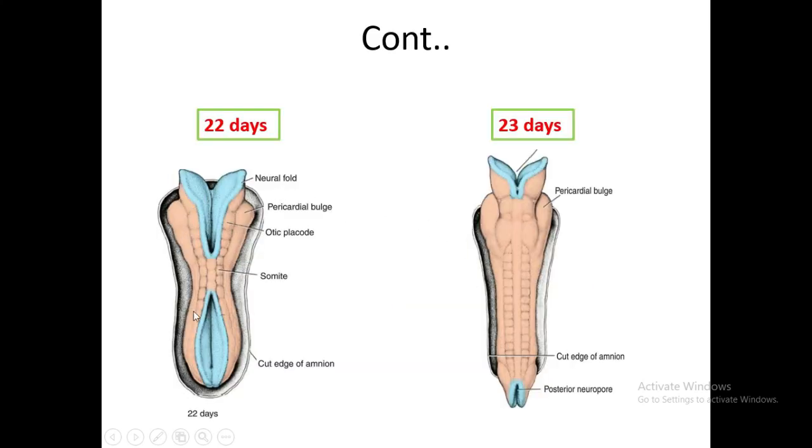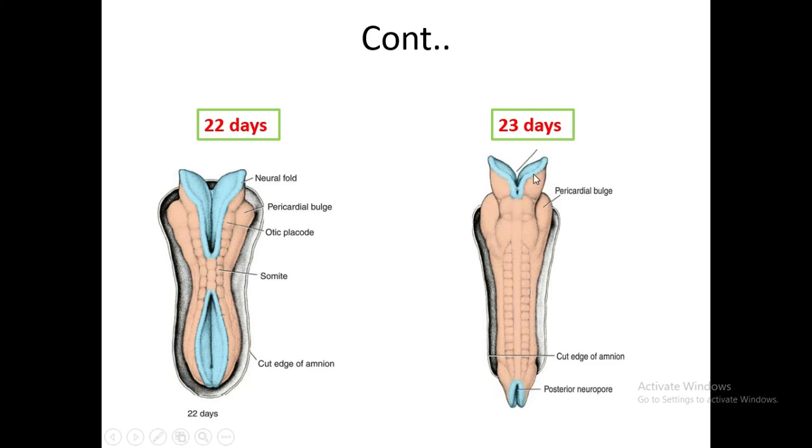This is the day 22 embryo and this is the day 23 embryo. Here we see this tubular neural plate, how it is closed. This closing begins from the cervical region and then it proceeds cranially and caudally. So here we see most of the portion of the neural tube is closed.